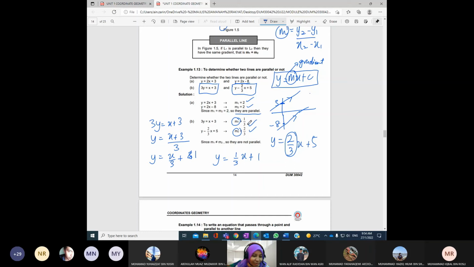Sini you nampak sama ni. 1 over 3 and 2 over 3. Gradient dia sama tak? Tak sama kan? Dia 1/3 dengan 2/3 lain. 1/3 memang tak sama langsung dengan 2/3.